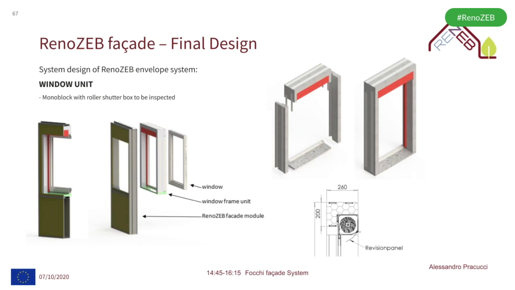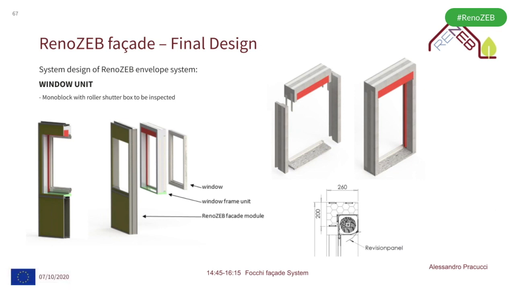Coming back to the Windows unit, this is the monoblock. The monoblock is a pattern product provided by Beckno, in this case adapted to the specific request of the integration in the unit and also to specific requests of demo buildings. It can be inspected, the roller shutter included, from the inside without maintenance from the outside, allowing something very easy to maintain over time.